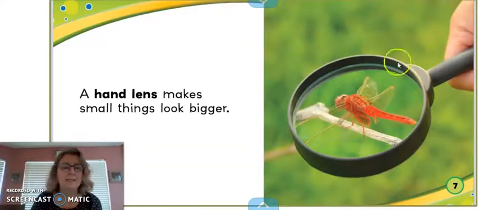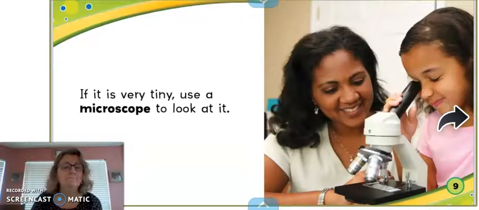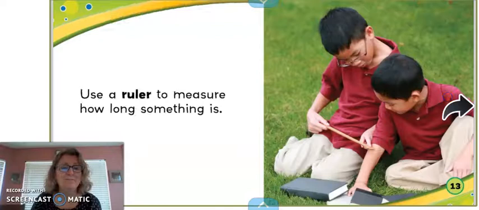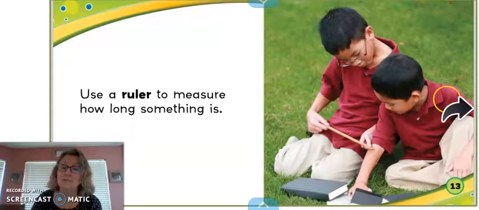A hand lens makes small things look bigger. If it is very tiny, we use the microscope to look at it. A camera takes pictures of what you see. And a ruler, you use a ruler to measure how long something is.